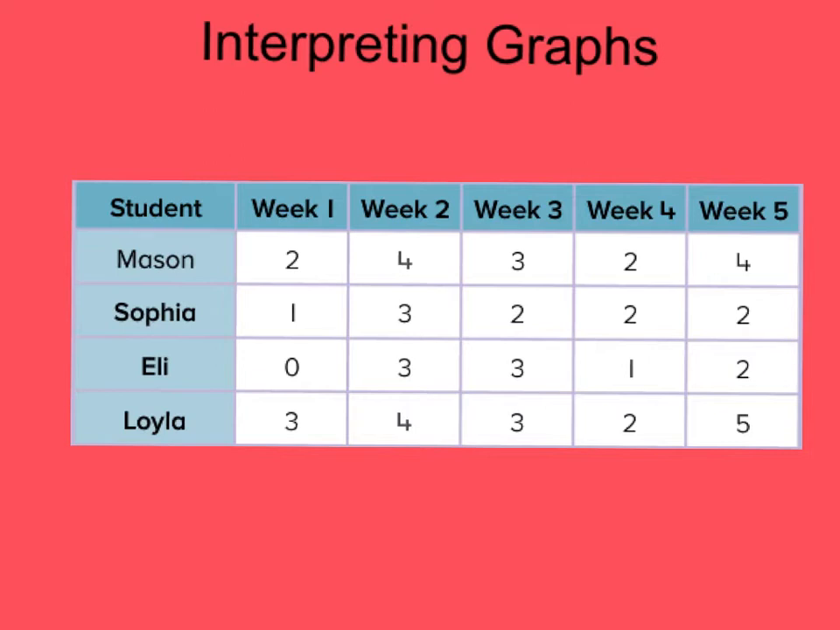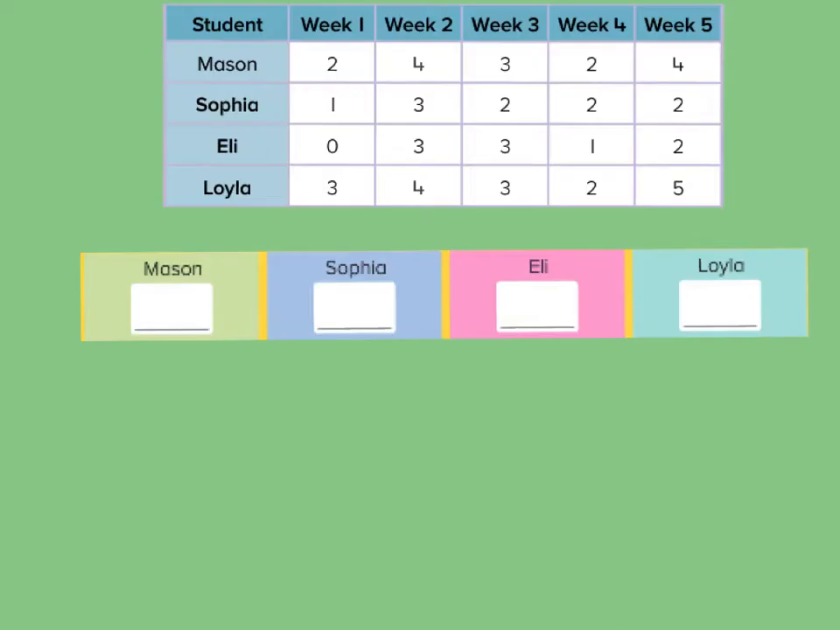Now, a table is a great place to get information and to be able to ask questions about your information, like, in which week did Sophia read 3 books? In which week was the greatest number of books read? And who read the fewest books? Who read the most books? These are the type of questions that you can pose when you've got a table of information and you can answer these questions from it.